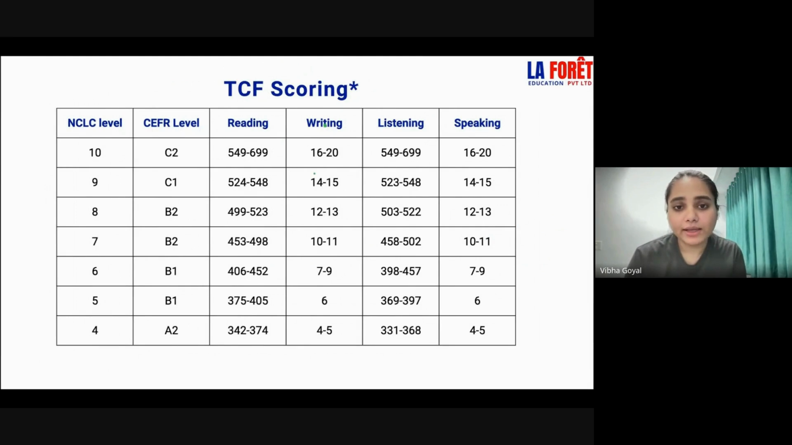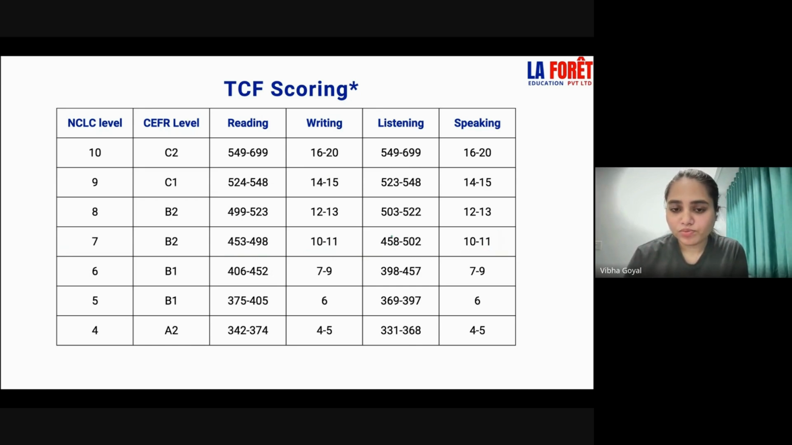Okay, writing and speaking are graded out of 20, reading and listening out of 699. So if we are targeting CLB 7, these are the things that we need to score. And I believe for writing and speaking, any of our students who's studying for a minimum of 6 months, let's say, can achieve 50% minimum in TCF.